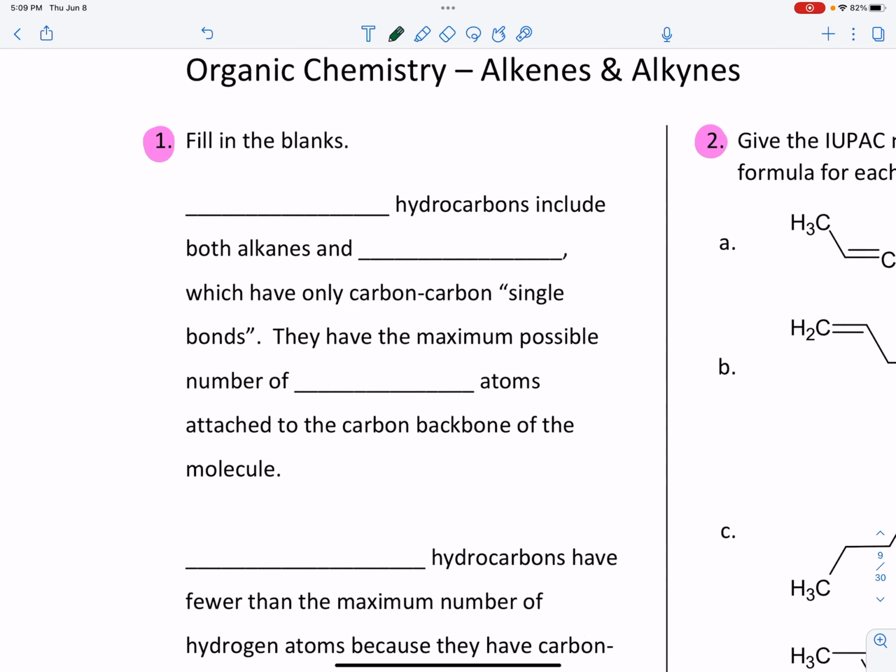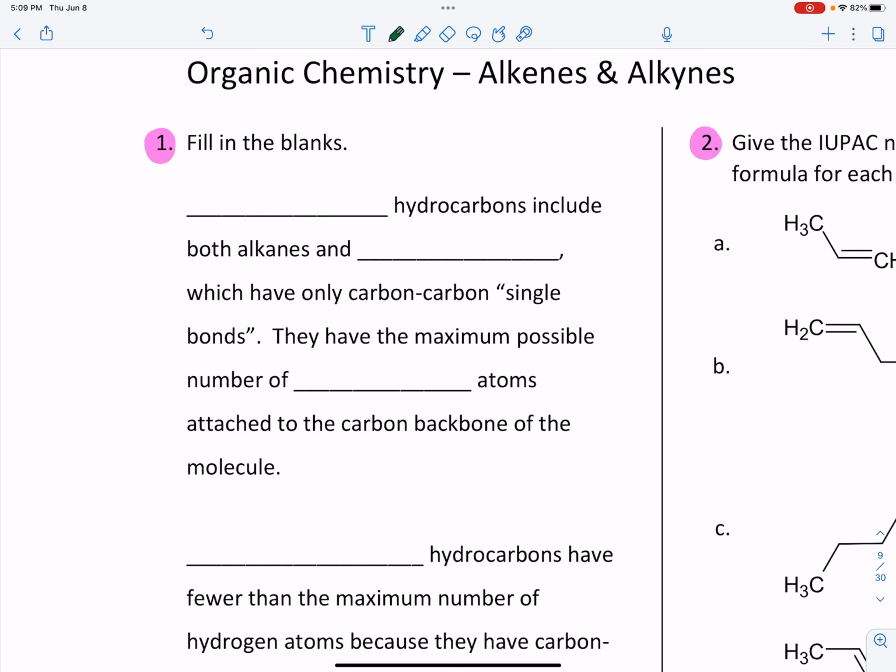So if you have your worksheets in front of you, let's look at them together. So question 1 says, we're going to fill in the blanks. Blank hydrocarbons include both alkanes and these, which have only carbon-carbon single bonds. As you do the video with me, pause and try it yourself rather than just copying my answers.